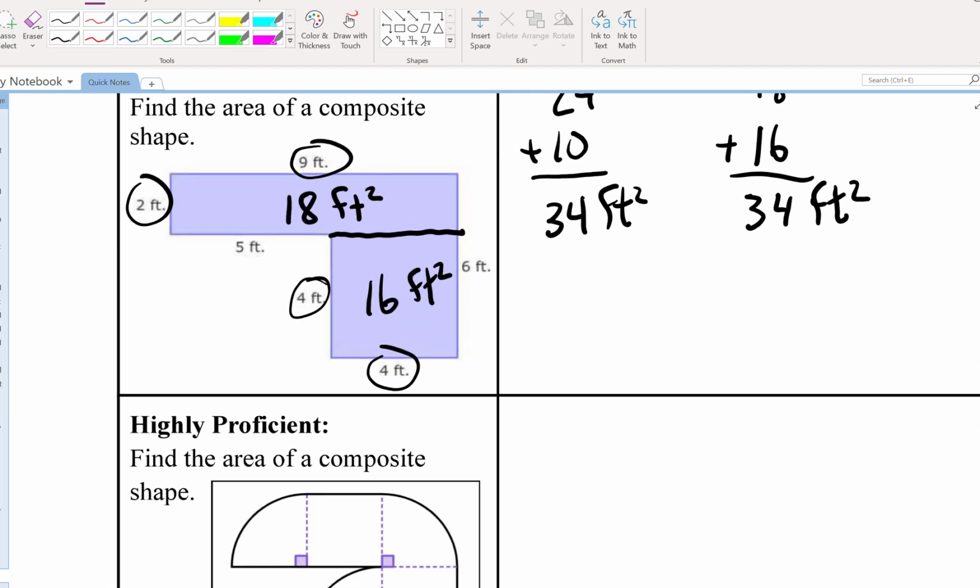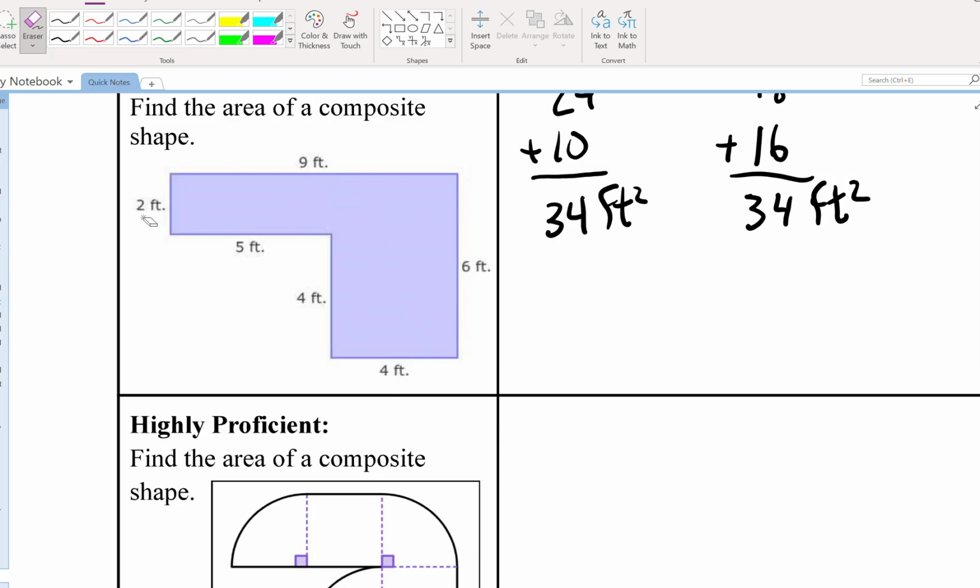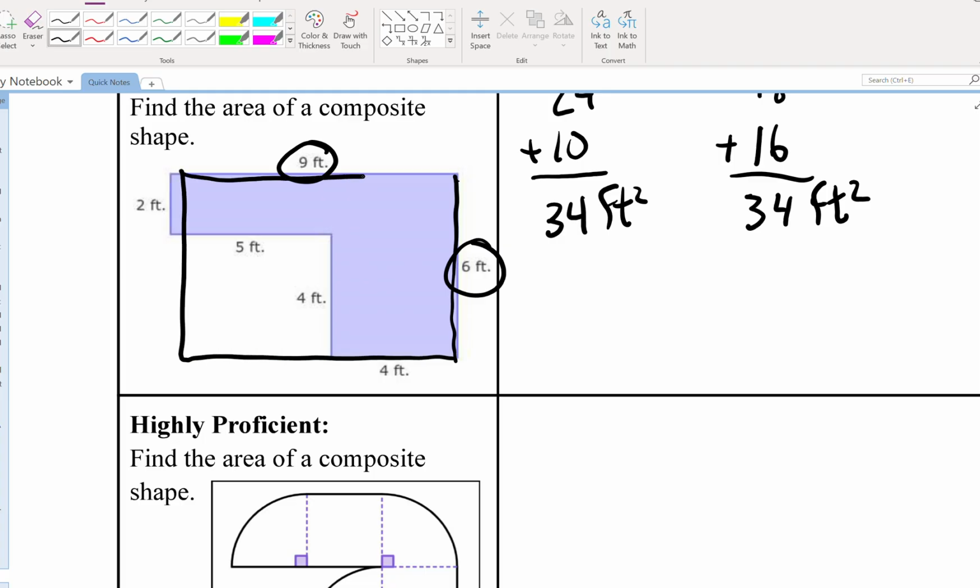I'm sorry, there's another way. If you want to, you could do it this way. You could think of it as I could take this whole figure right here, 9 times 6, and that would give me all of that. And that would be 54 square feet.